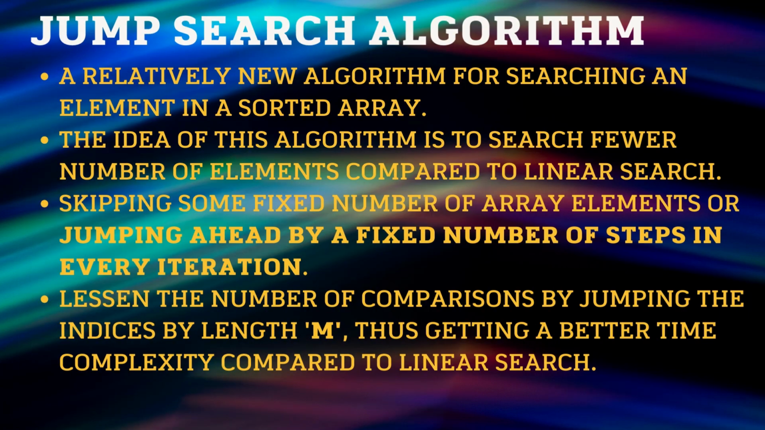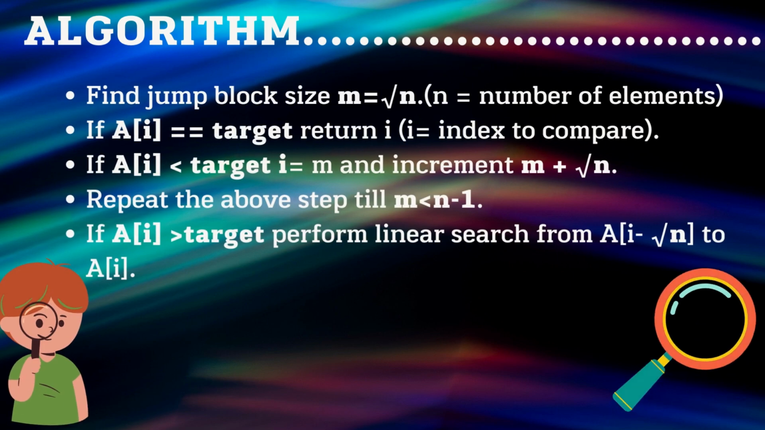So let's tackle the jump search algorithm. Jump search is a relatively new algorithm for searching an element in a sorted array. The idea of this algorithm is to search fewer elements compared to the linear search, skipping some fixed number of array elements, or jumping ahead by a fixed number of steps in every iteration. It lessens the number of comparisons by jumping the indices by length m, thus getting a better time complexity compared to linear search. So how does the algorithm work?